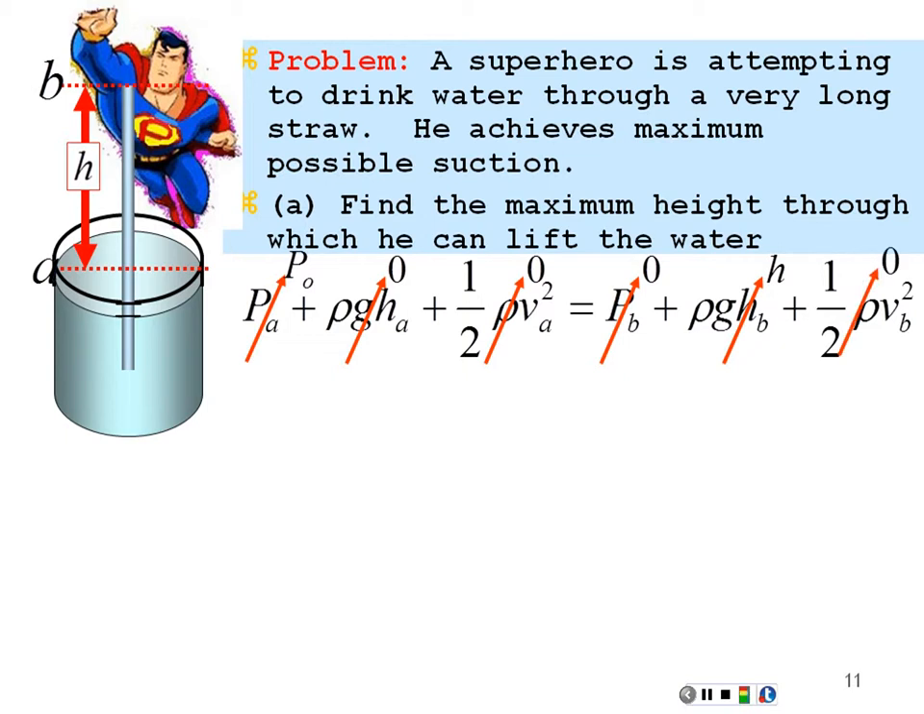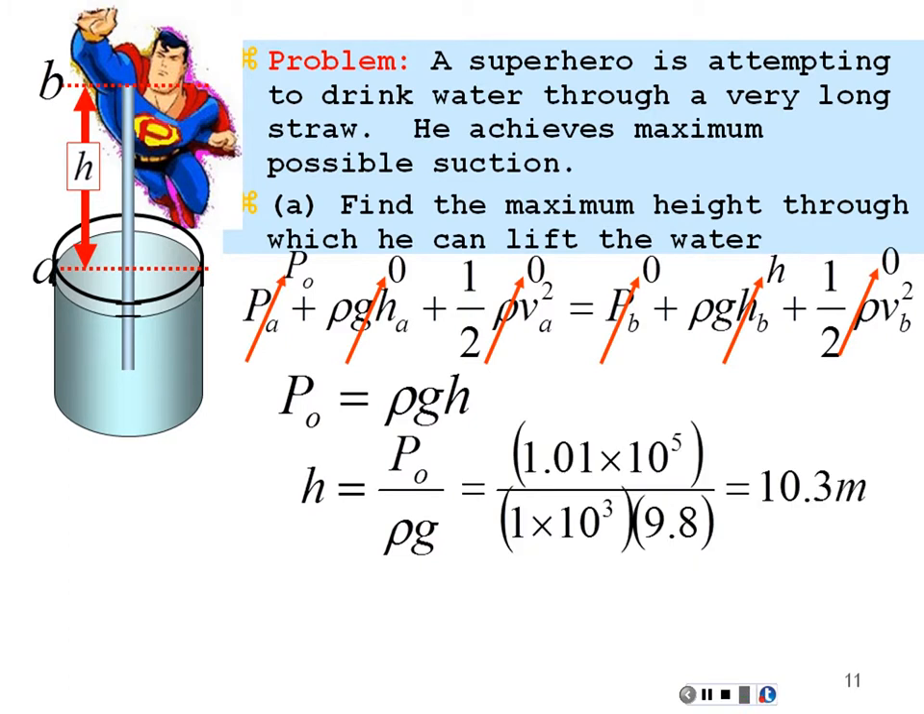So we've lost a lot of terms. We've lost 4 terms because they're 0. And we have simply that the atmospheric pressure is equal to rho g h. So the maximum height that he can pull this through will be equal to atmospheric pressure divided by rho g, rho being the density of the fluid, in this case water. Atmospheric pressure is 1.013 times 10^5 newtons per meter squared. Density of pure water is 1,000 kilograms per meter cubed. g is 9.8. He can pull this through up to 10.3 meters and not an inch further.